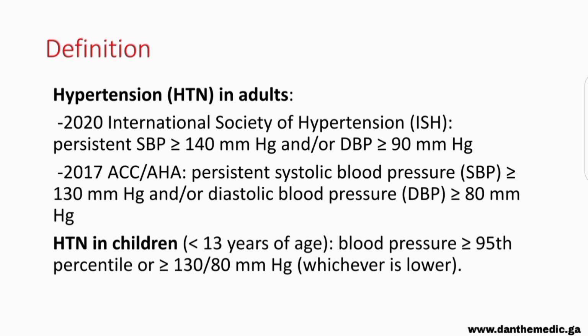Hypertension in children is defined as blood pressure that is greater than or equal to the 95th percentile or greater than or equal to 130 millimeters of mercury for systole and 80 millimeters of mercury for diastole, whichever of these is lower, which means that if you measure the blood pressure for the age of the child and you see that it is in the 95th percentile and it is actually lower than 130/80, you use that value instead to deduce that this child has arterial hypertension. So it varies for children depending on the age.